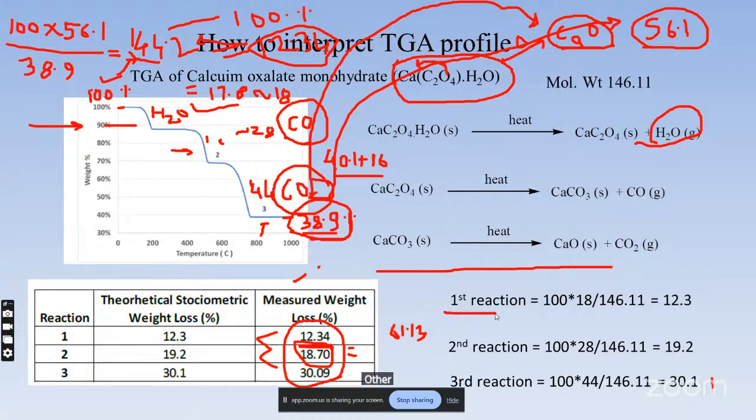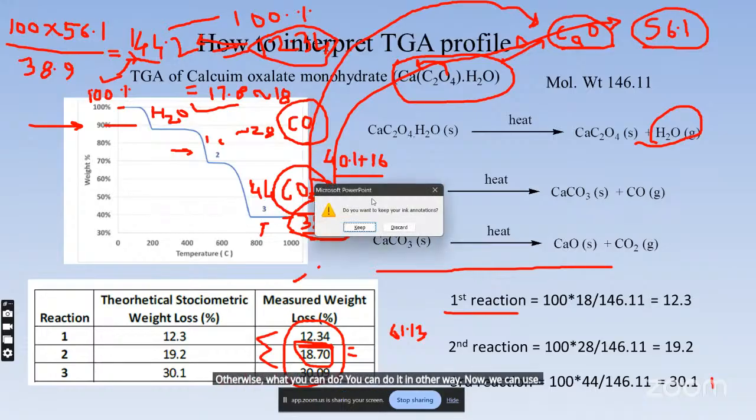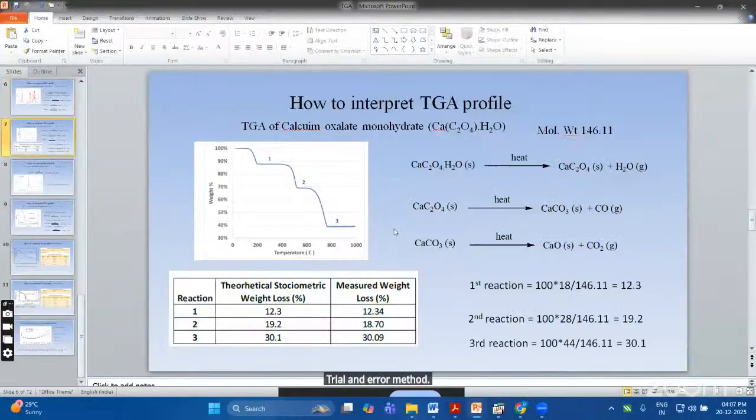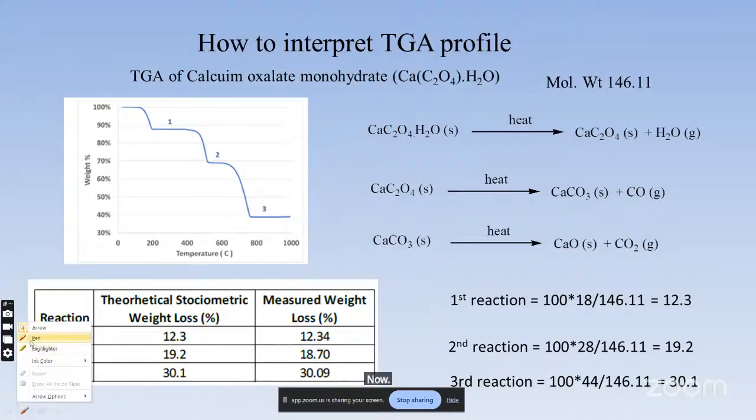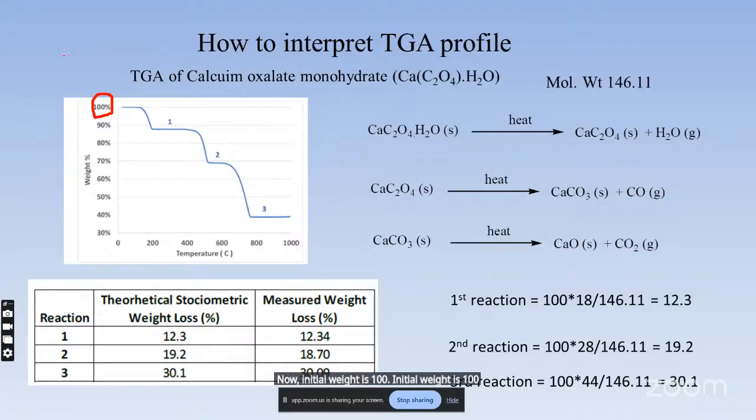Otherwise, you can do it in another way. Now we can use trial and error method. I will make the same calculation in a different way. Now initial weight is 100. You can assume that yours is calcium oxalate and its molecular weight is 146. You can find it on internet or on the chemical bottle.